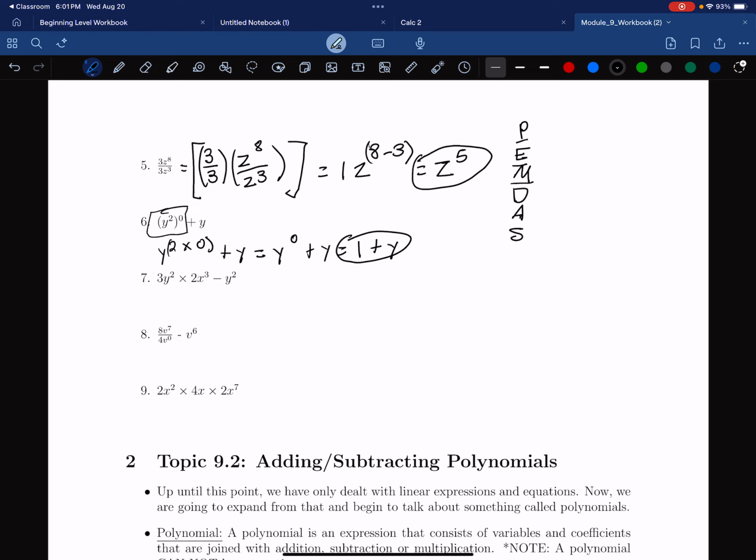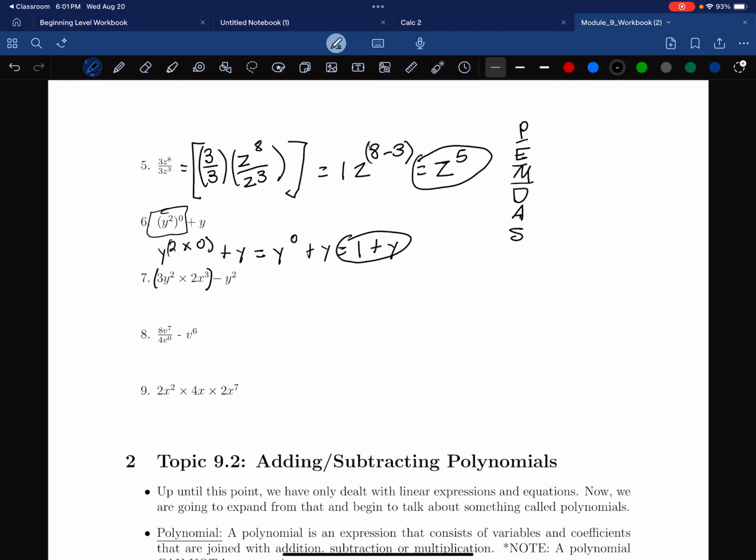Looking at example 7, I encourage you to pause the video and actually try this one on your own. However, just remember to use order of operations. Use PEMDAS. And assuming you have given it a go, let's work through it. So we have 3y squared times 2x cubed minus y squared. The first thing I'm going to want to do, according to order of operations, is multiply these two terms here together.